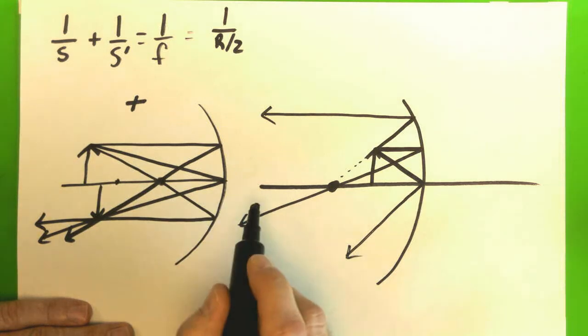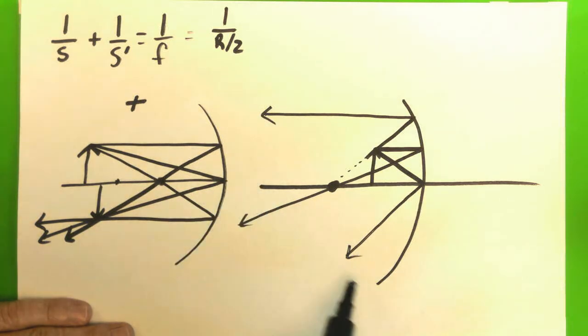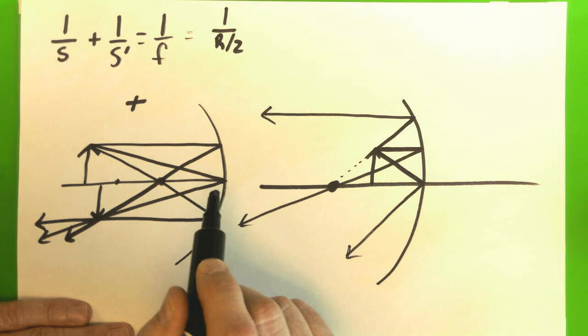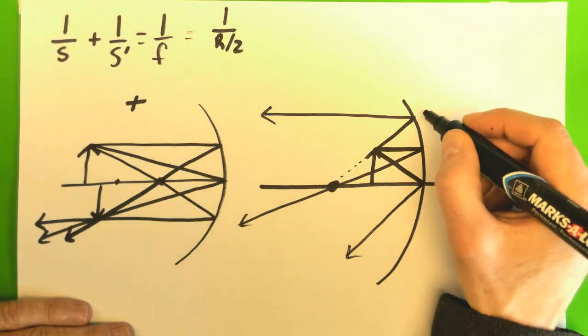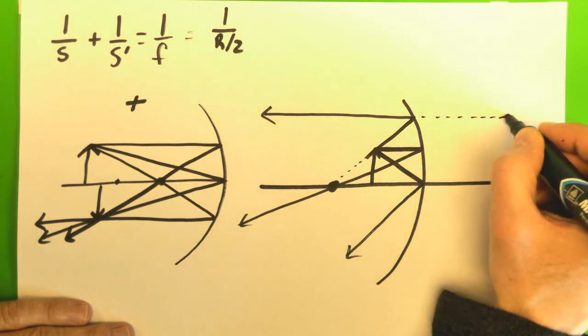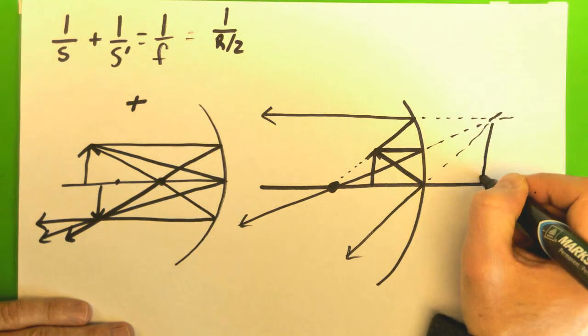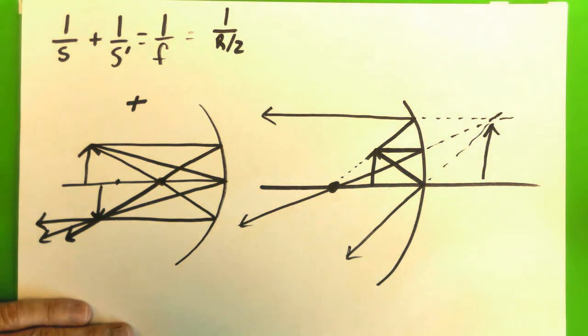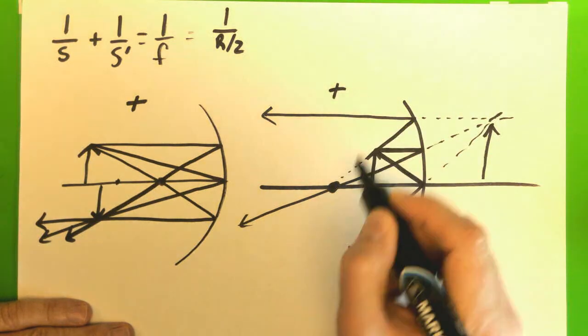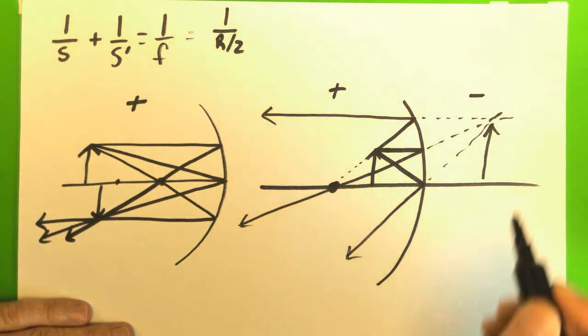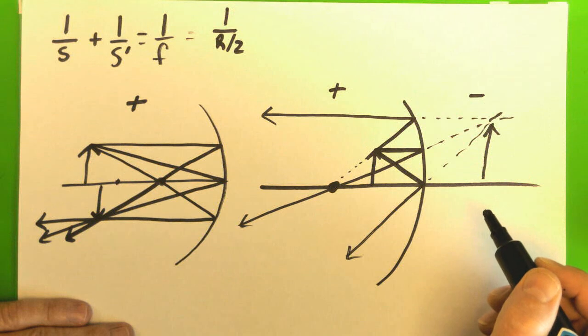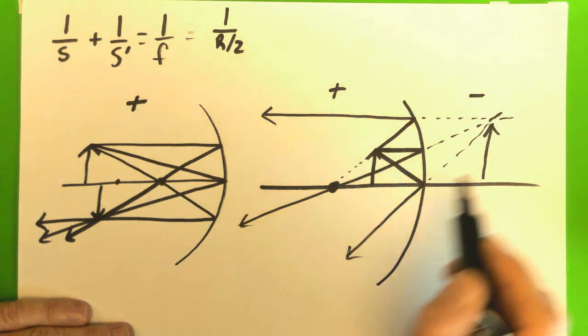So as we've seen with lenses, these three rays are not converging on this side, and they're going to appear to converge over here. And so we get a virtual image, and it's on this side. This side is the positive side where light really is. This is the negative side, and so that is a negative image, and we can use that same rule to verify that.